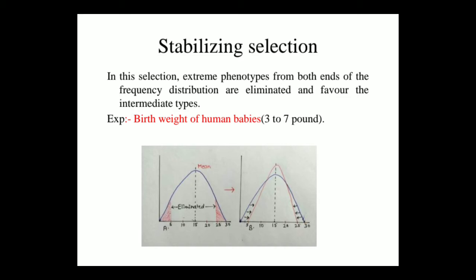In this graph, A shows elimination of both extreme phenotypes, while in graph B, both sides show inward movement and favor the average or normal phenotype. Some key features about this selection: it operates in a constant environment, it introduces homozygosity within the population, there is no alteration in mean.